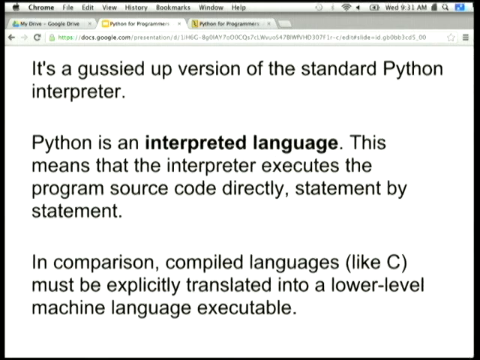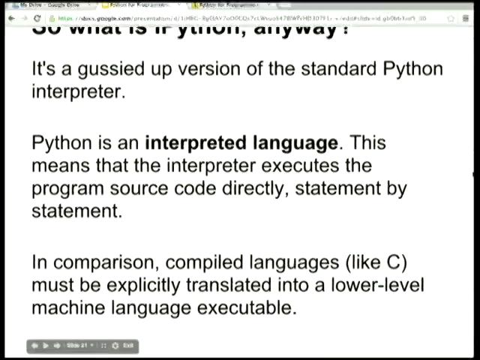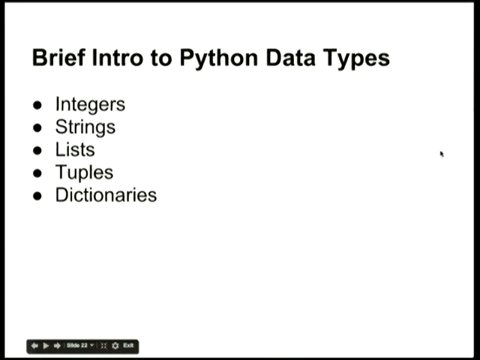So Python is an interpreted language. This means that the interpreter executes the code directly, statement by statement. You can compare it to a compiled language like C. The difference is, C actually has to be translated into a lower level machine language executable before we can do anything with it, right? While this is really convenient for programmers, the code doesn't run as fast. We don't have the lower level executable to bank off of. We're actually executing Python statements as we go. So just interesting to note.